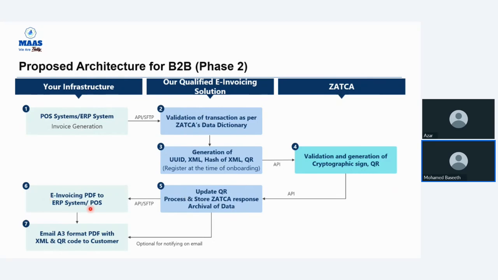And then finally, that will get stored back to your system. At the same time, you can share it with your client in A3 or PDF format. So this is in terms of the B2B process. As you can note, this is happening upon validation of the invoice. The invoice submission to customers happens after the validation.